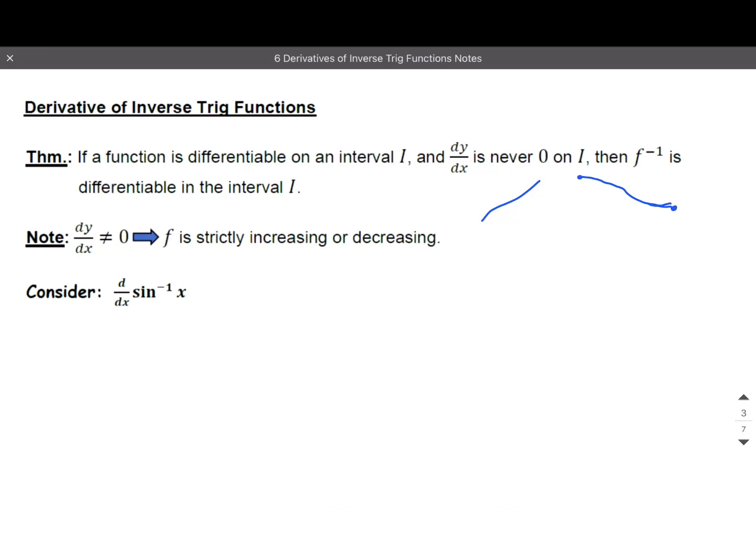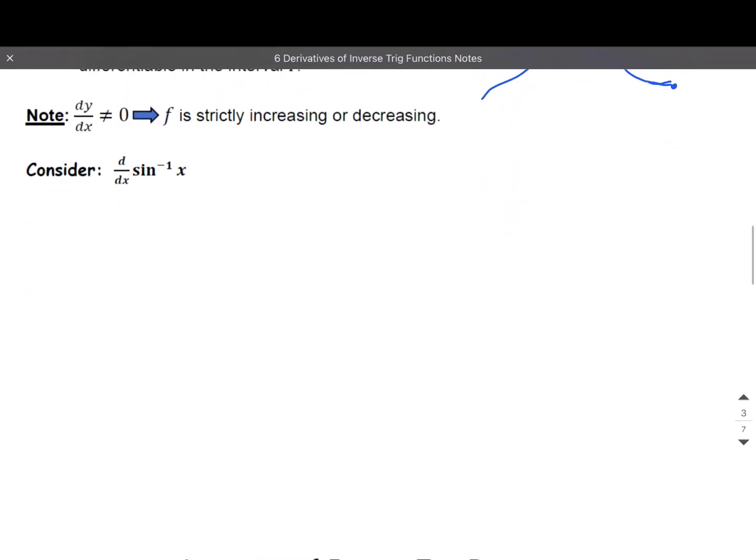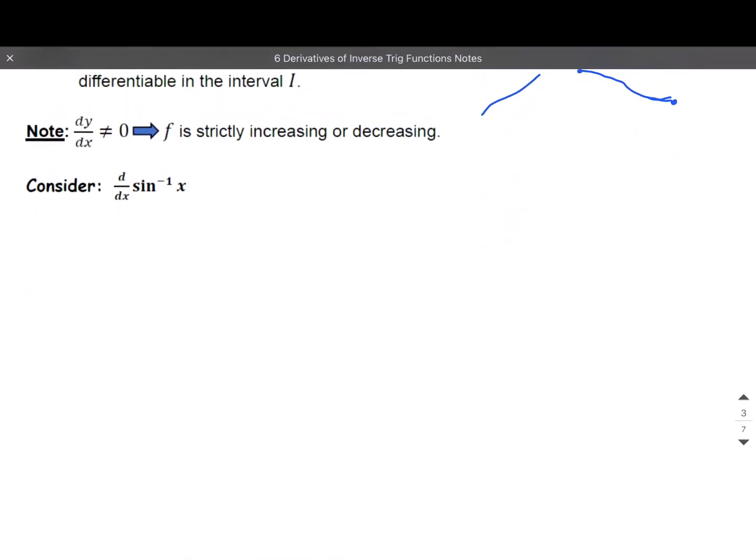Now, we're going to look at the function sine inverse of x. You ready for this? So let's say we let y be sine inverse of x, okay? So if y is sine inverse of x, that means that the sine of y is x, correct? Because we know how to find the derivative of sine, so it's easier if we do this.